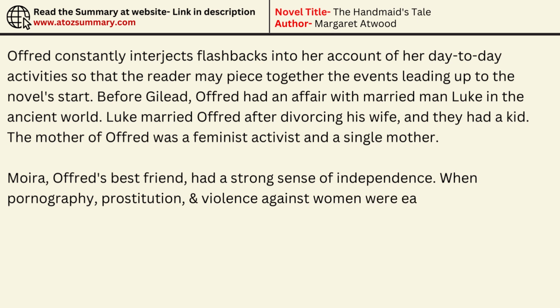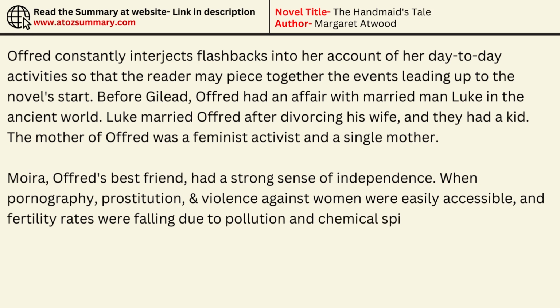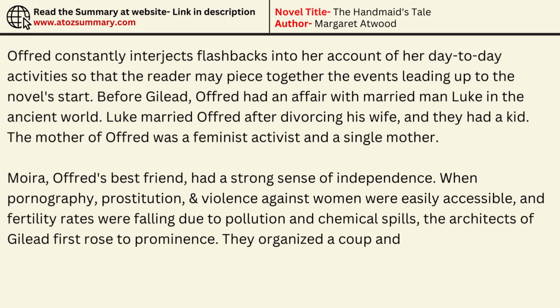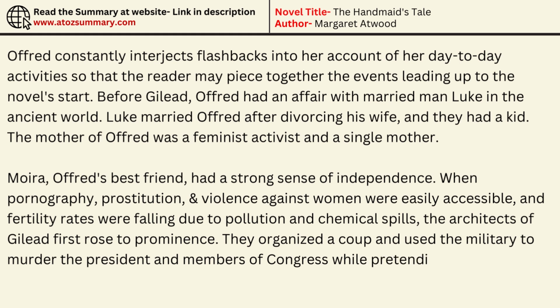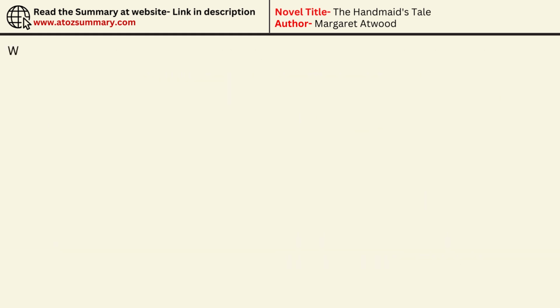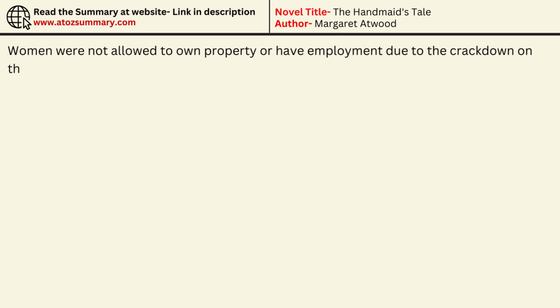When pornography, prostitution, and violence against women were easily accessible, and fertility rates were falling due to pollution and chemical spills, the architects of Gilead first rose to prominence. They organized a coup and used the military to murder the president and members of Congress while pretending to be temporarily assuming control. Women were not allowed to own property or have employment due to the crackdown on their rights.